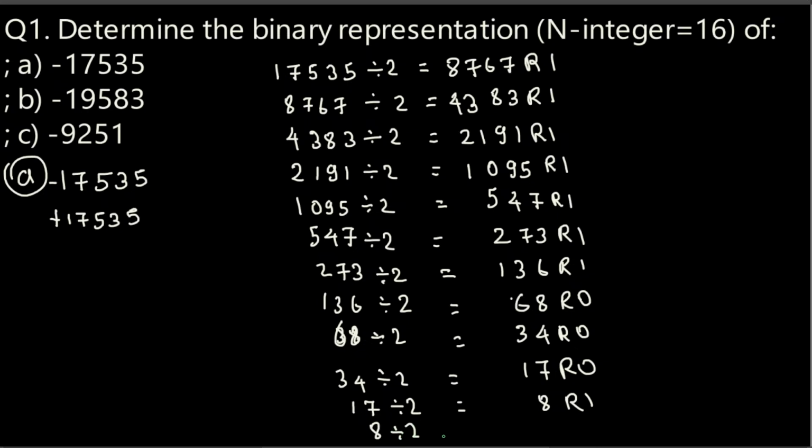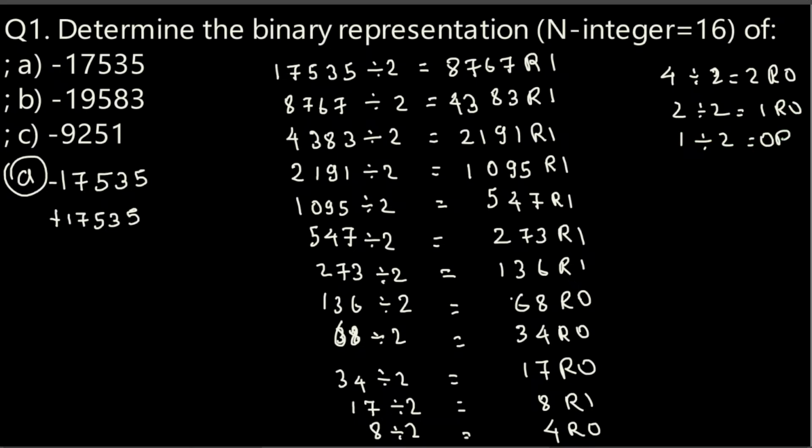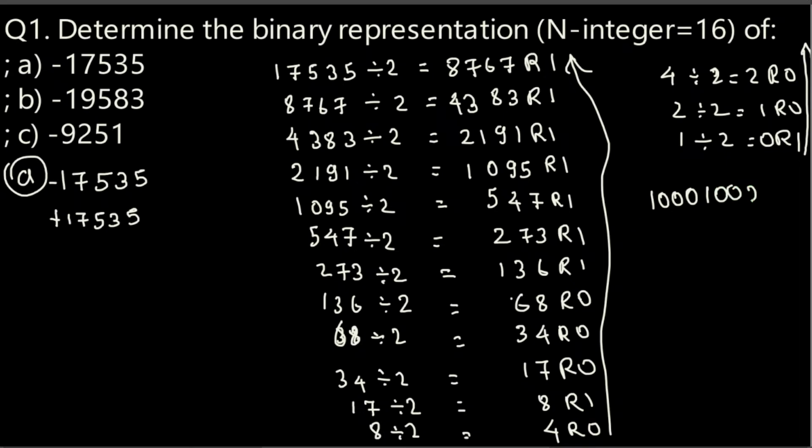8 divided by 2 gives us 4, and the remainder is 0. 4 divided by 2 is 2, and the remainder is 0. 2 divided by 2 is 1, and the remainder is 0. And then 1 divided by 2 is 0, and the remainder is 1. Now we have to read this from bottom to top.